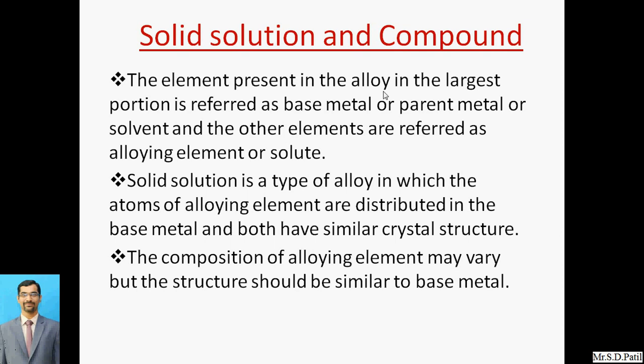But when we are alloying, it means we are combining two kinds of metals with each other. When we are making the alloy, there is a base metal which has the very largest percentage in that alloy, and then we are adding some other content.